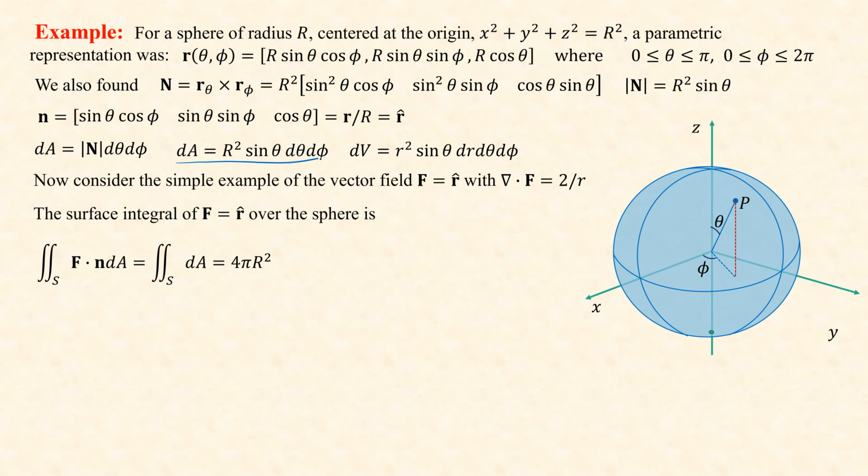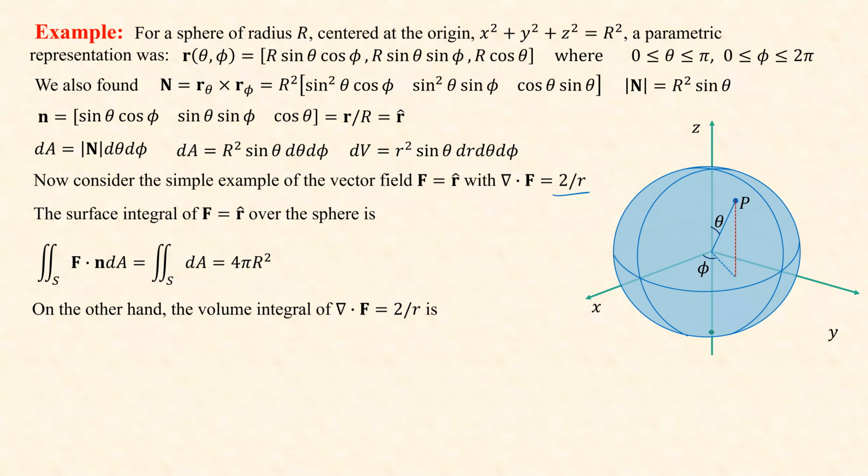You can also put dA as r squared sine theta d theta d phi, as we did before. r squared comes out, and you have the integral from 0 to pi of sine theta d theta, which gives you a 2, times the integral from 0 to 2 pi of d phi, which gives you 2 pi. So 2 and 2 pi, this becomes 4 pi r squared. All right, so that is the double integral over the surface of f dot n, the surface integral of f. On the other hand, there is the volume integral of the divergence of f.